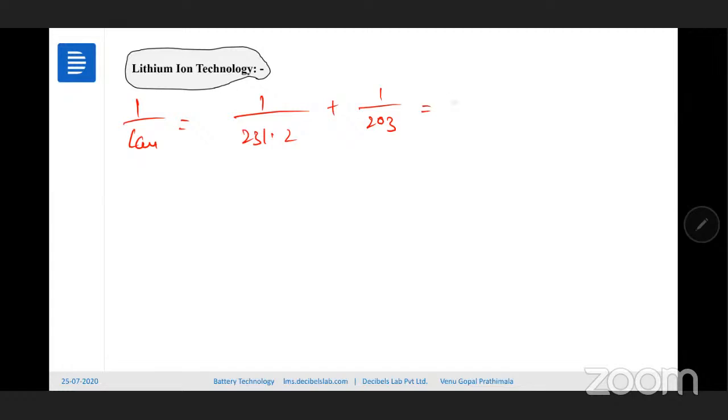Which is 9.25 into 10 power minus 3. So that I'm C cell equal to 108.09 ampere per kg. Okay, so that is the total cell capacity of lithium manganese oxide. So now after knowing the cell voltage and cell capacity, we can calculate the specific energy.